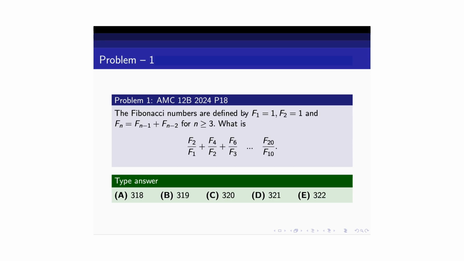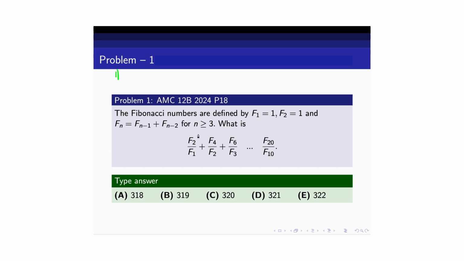The Fibonacci sequence is defined by f1 equal to 1, f2 equal to 1, and fn equal to fn minus 1 plus fn minus 2 for n greater than 2. What is f2 divided by f1 plus f4 divided by f2, and so on? So I think it's pretty easy actually. There's a couple of approaches. Let's just do the first one.